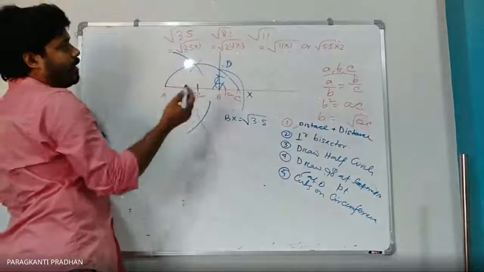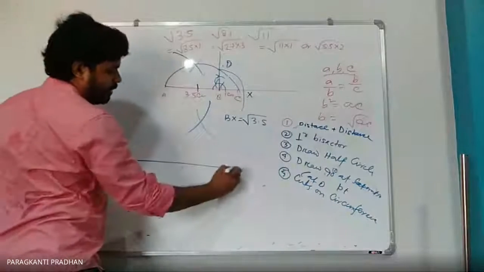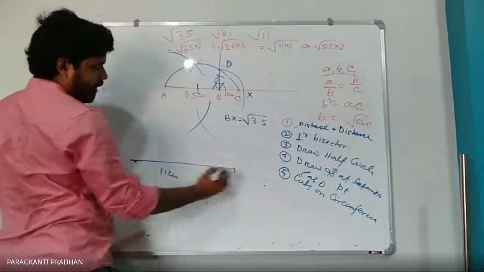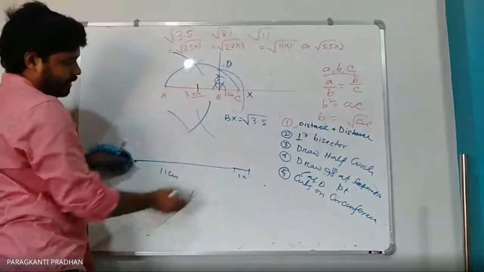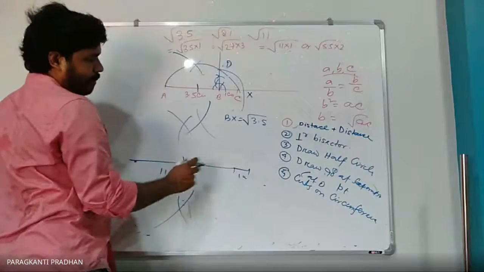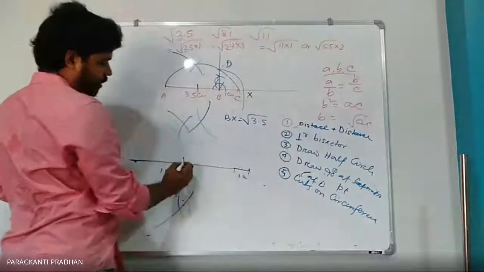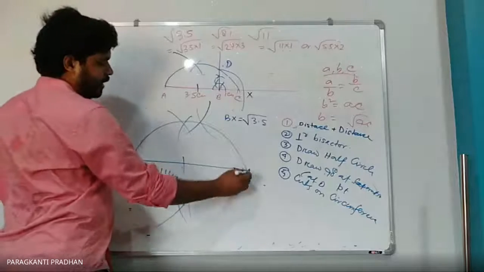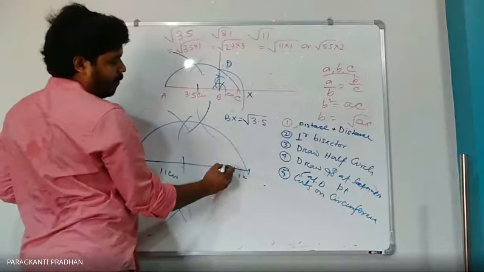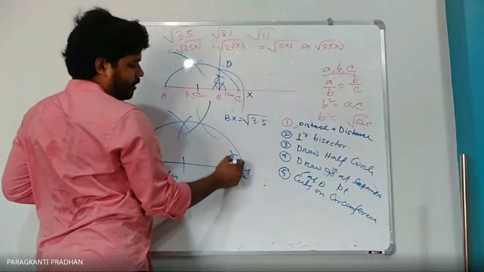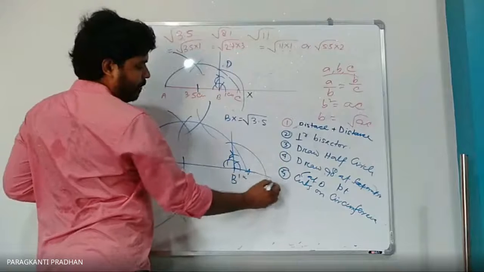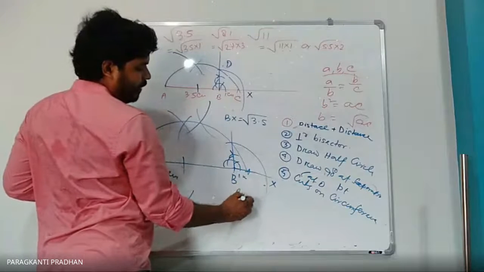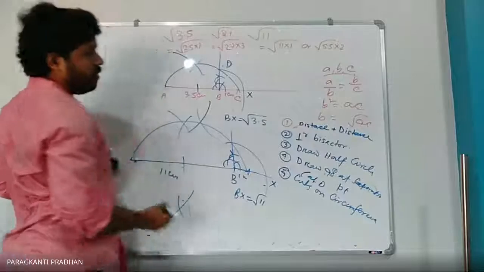Similarly for 2.7 or 11, you can take at first 11 centimeter and then 1 centimeter distance, then the perpendicular bisector, draw the half circle. Take the center, then the half circle. Then draw 90 degree at the separation point. Here, 90 degree. Then this cuts BX. So we get BX is equal to root under 11. Is it clear, everyone? Yes, sir.